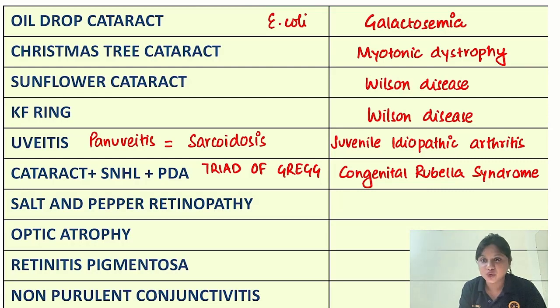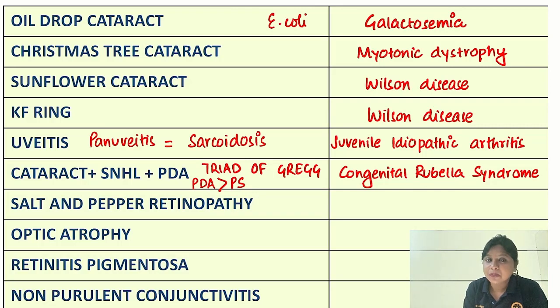Now, let me tell you, in congenital rubella syndrome, the most common heart disease is definitely patent ductus arteriosus. But if patent ductus arteriosus is not given in the question, what will be the second best? The answer will be pulmonary stenosis. So, always PDA is important. PDA is more common than pulmonary stenosis.